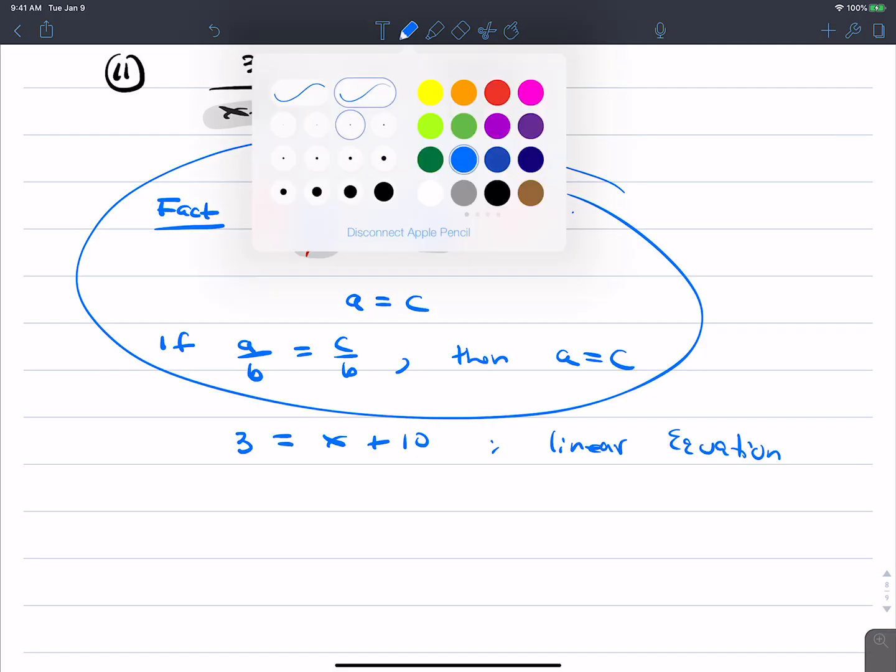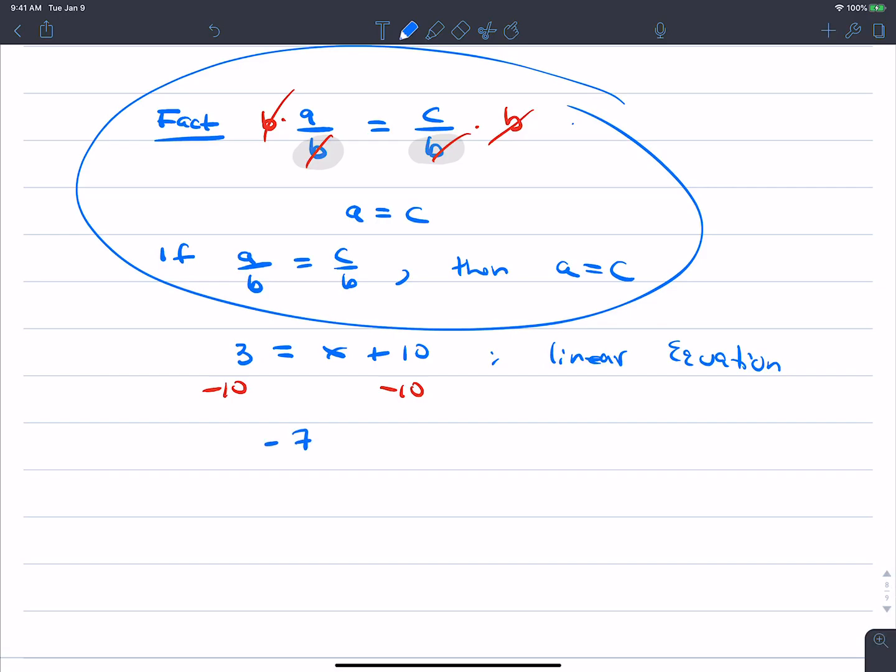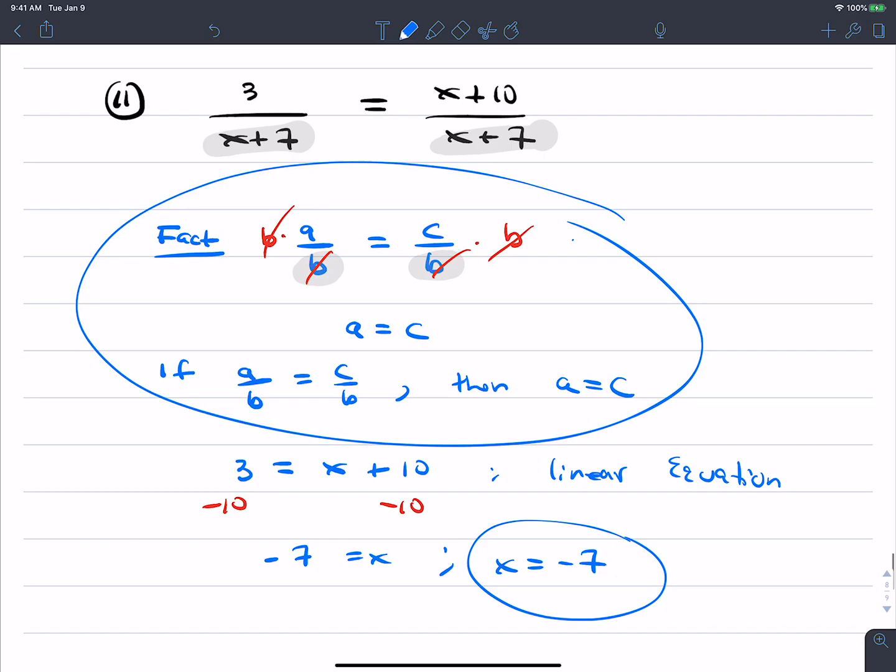Now, you say, how do I do that? Well, we're going to subtract 10 from both sides here. And then we end up, what's 3 minus 10? Negative 7 equals x, or we're going to say x is what? Negative 7. Here's your solution. X is negative 7.